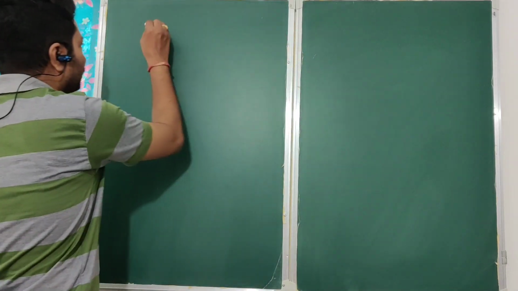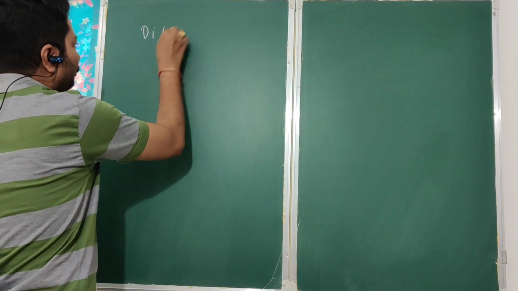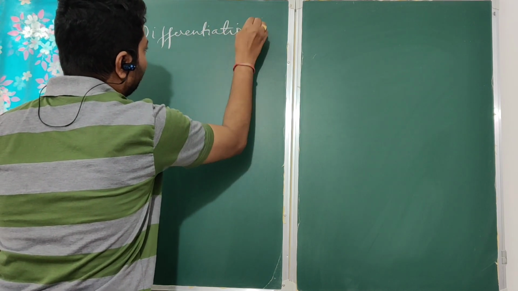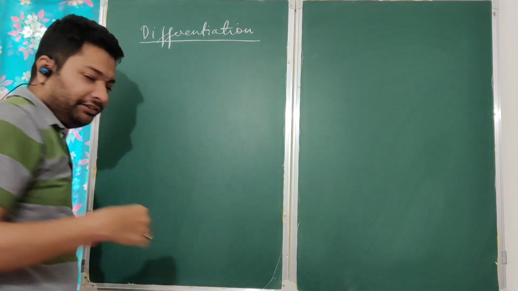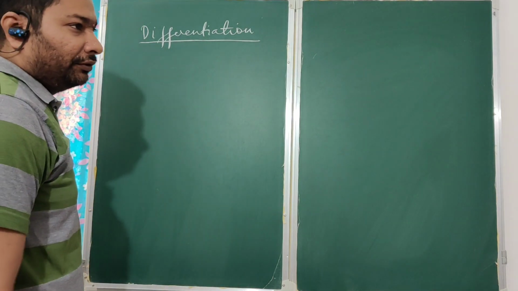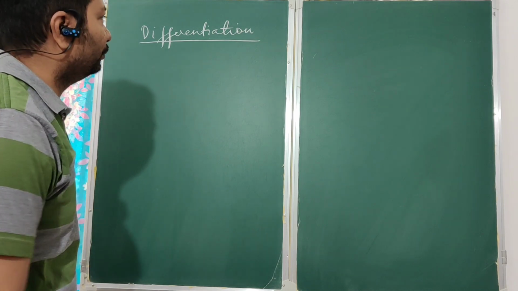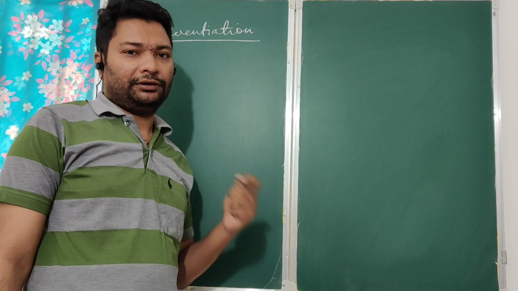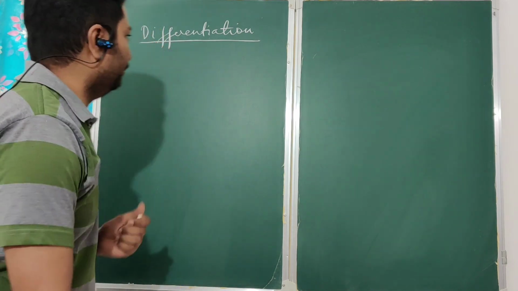Okay, so let's try to learn differentiation now in a little more detail. How do you define differentiation? You have to understand that differentiation is a process. It is a process where you are trying to measure the rate of change of one variable with respect to another variable.